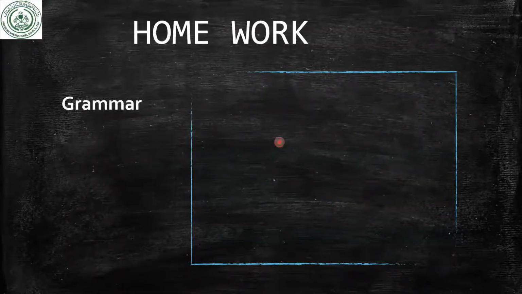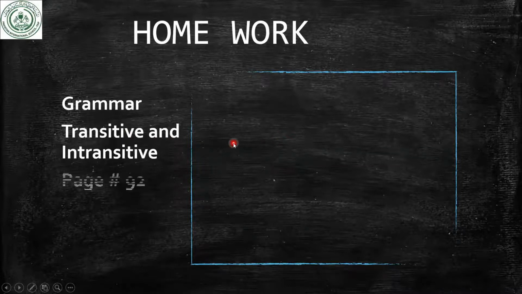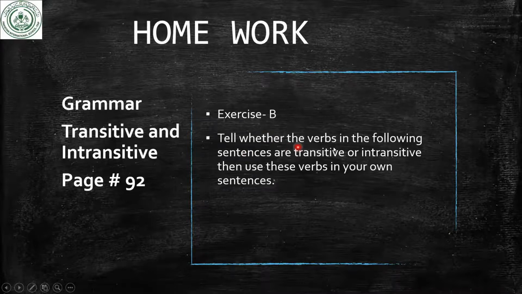What is homework, dear students? Our homework is about grammar, transitive and intransitive verbs, page number 92, exercise B. Tell whether the verbs in the following sentences are transitive or intransitive. Then use these verbs in your own sentences.